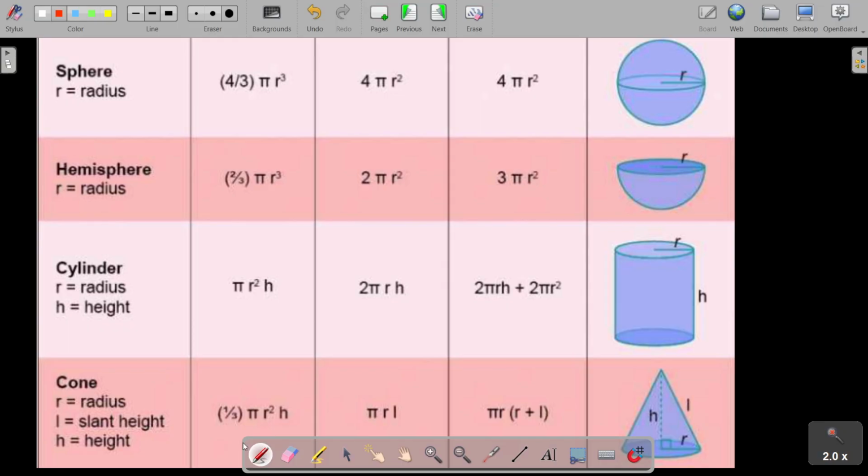Okay, so here comes the hemisphere. A hemisphere is half of the sphere. So if the volume of the sphere is V, the volume of the hemisphere becomes V over 2.